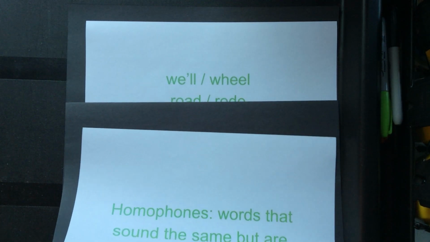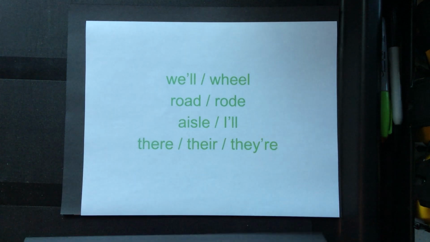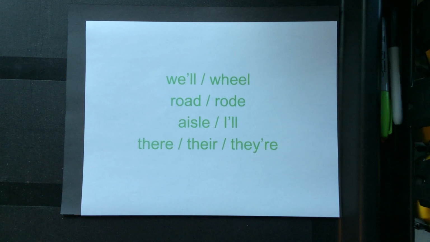Wheel and wheel, road and road, aisle and there and there. English has so many homophones because we have so many different ways to spell the same sound and so many words that do end up sounding the same. Now, why does this matter?